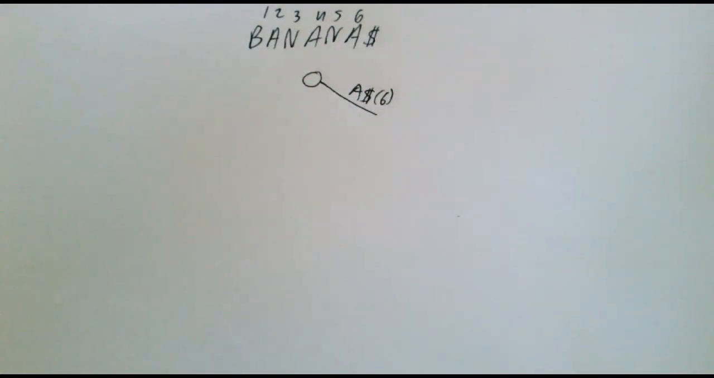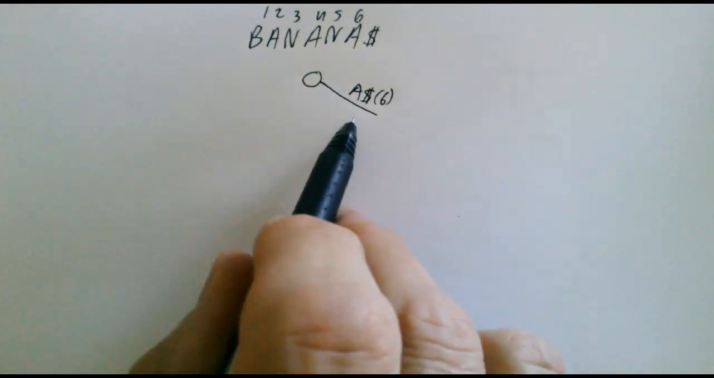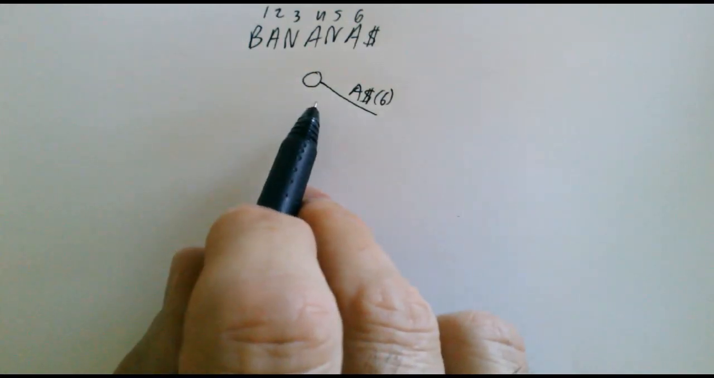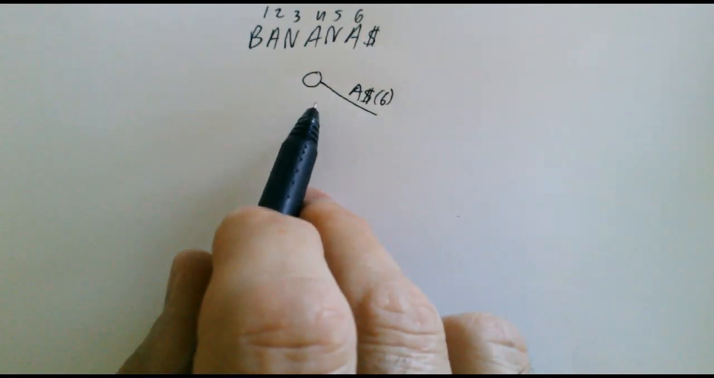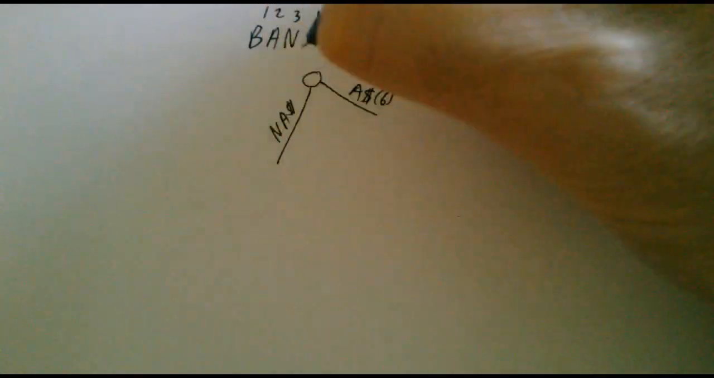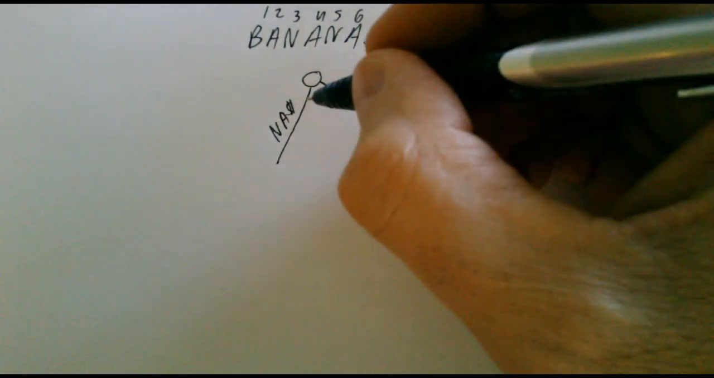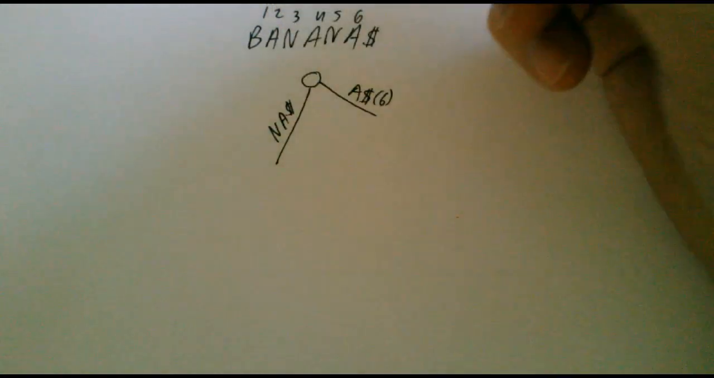And so then do I have an N? No, I don't. So I have to create basically another branch from the root for an NA. So let's do our NA, and we're going to go $ sign on that one. And of course, that's going to be from our number 5.